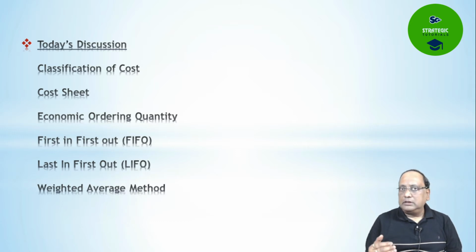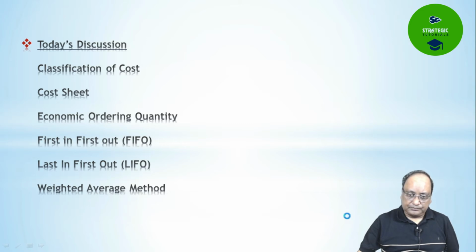Next I will come to the store account, that is FIFO, LIFO, first in first out, last in first out, and weighted average. So I am coming first to classification of cost.